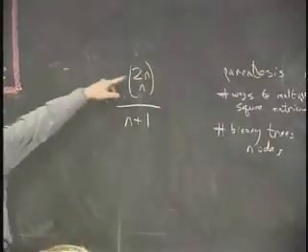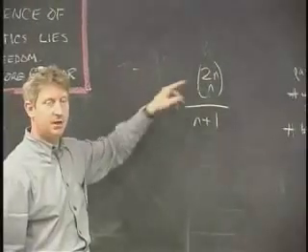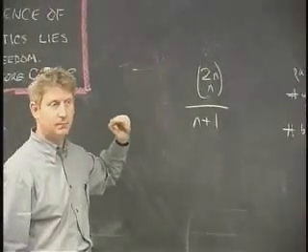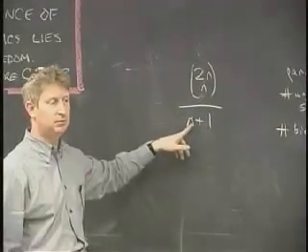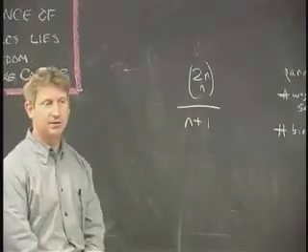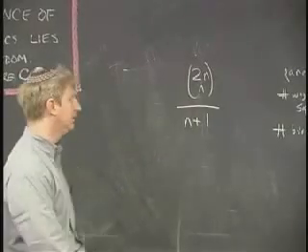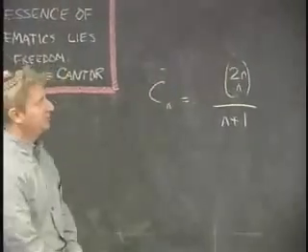Right, 5. Let's put 3 in here and check that. 6 choose 3 is 20. 20 divided by 4 is 5. Right, so this works. It's correct. Proof by single example. And these are called the Catalan numbers.